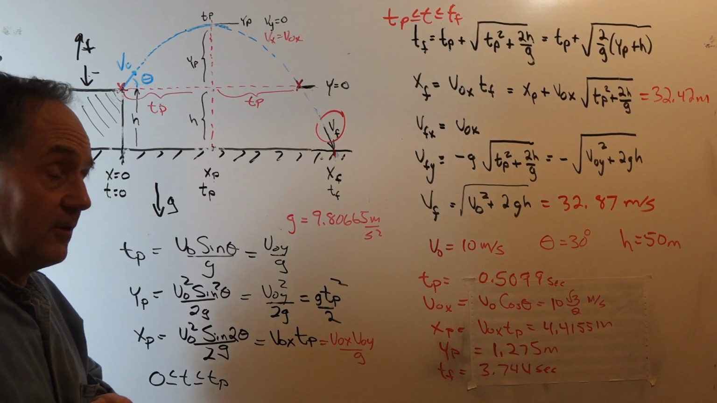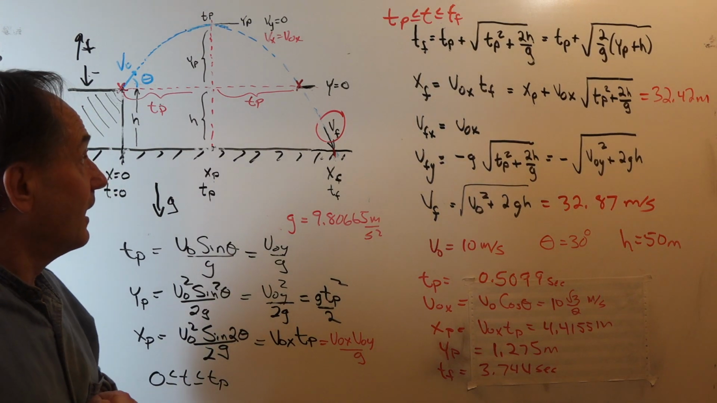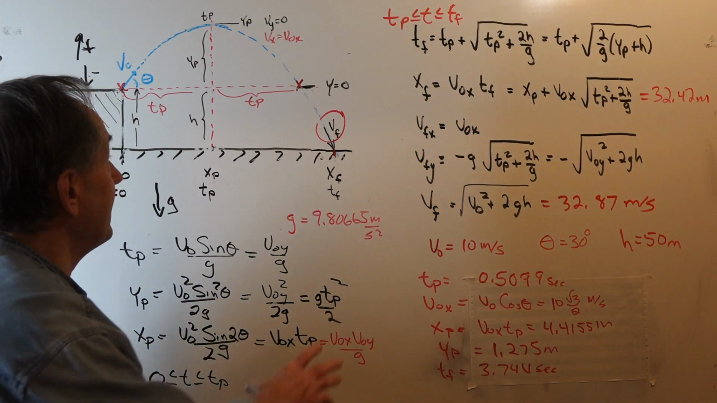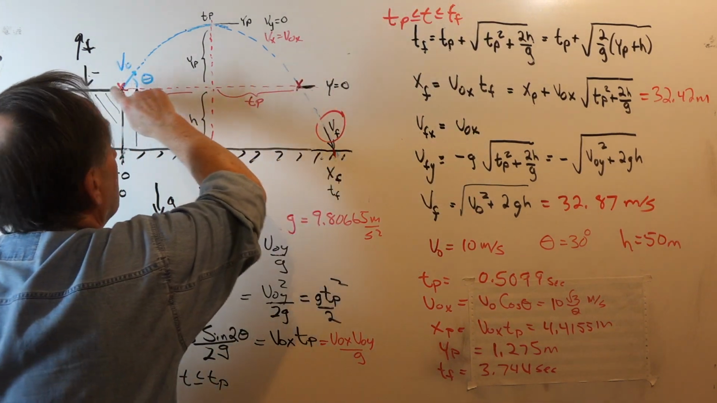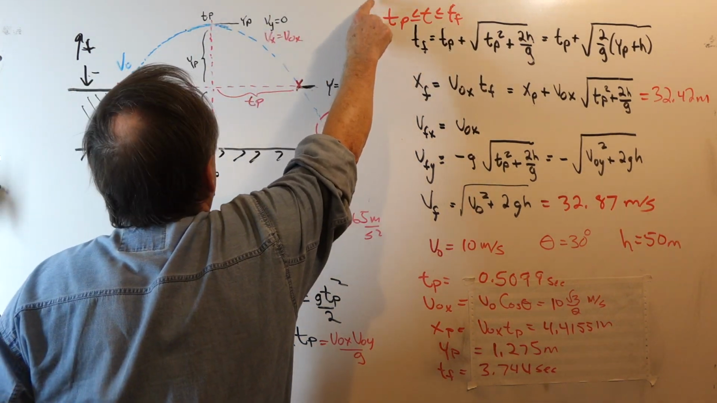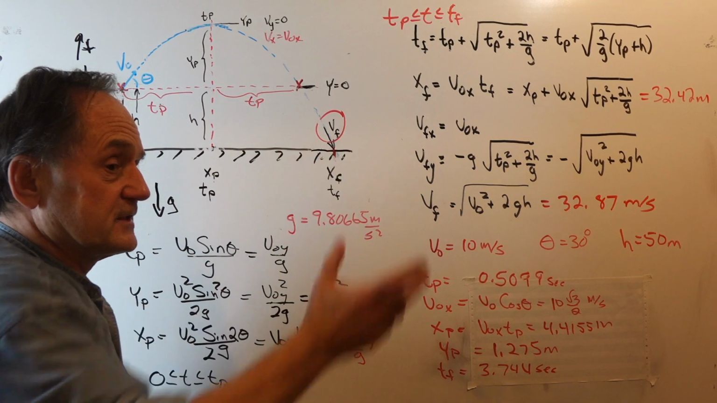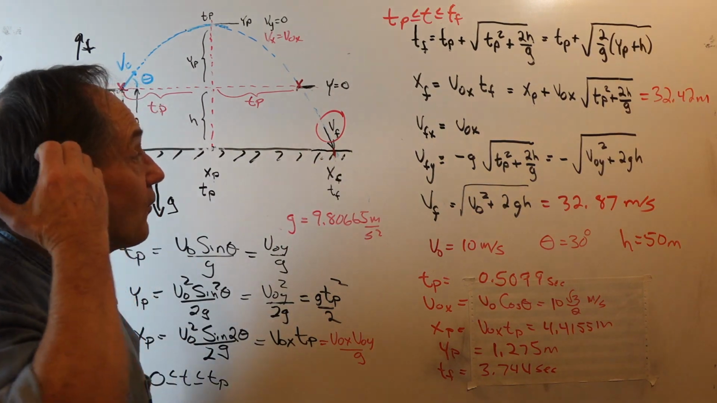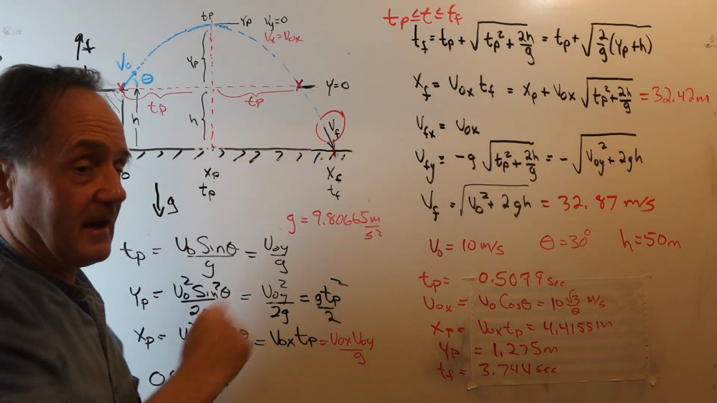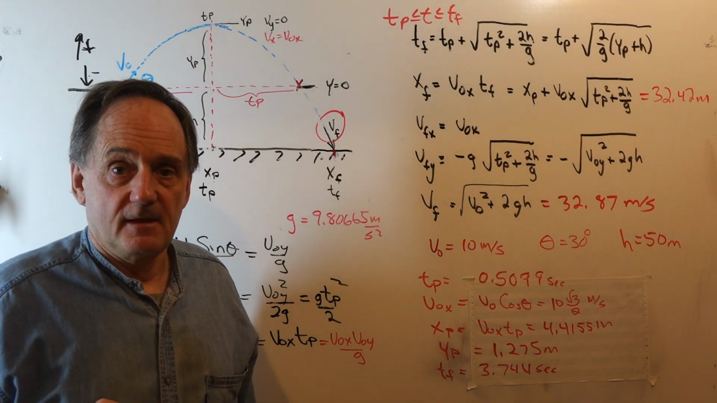Now we'll do another trajectory problem that's a little more complicated, where we have a building over here and we want to hit something on top of the building. So we use the same equations, but I'll go through it again, solving that problem in the next video.